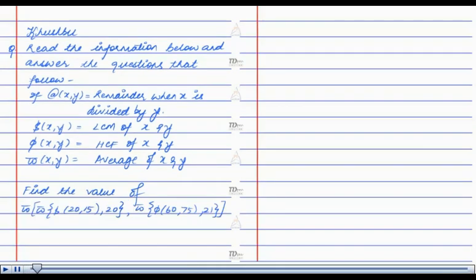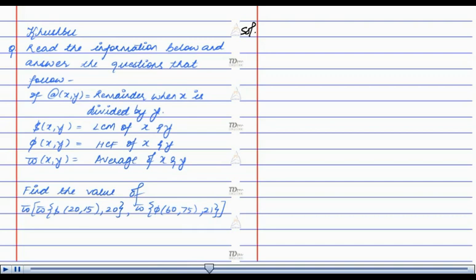Hello, I am Khushbu. The question is, read the information below and answer the questions that follow. If @ of x, y is the remainder when x is divided by y, $ of x, y is equal to LCM of x and y, phi of xy is HCF of x and y, omega of xy is the average of x and y, find the value of omega of $ of 20, 15, 20, omega of phi of 60, 75, 21.